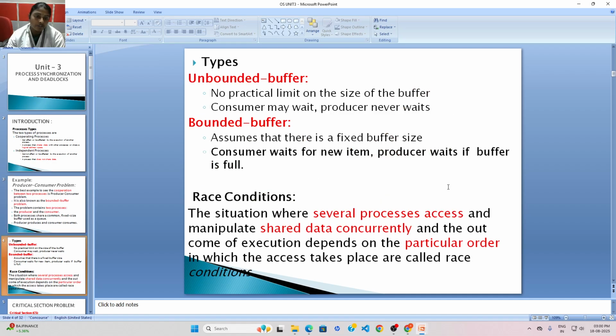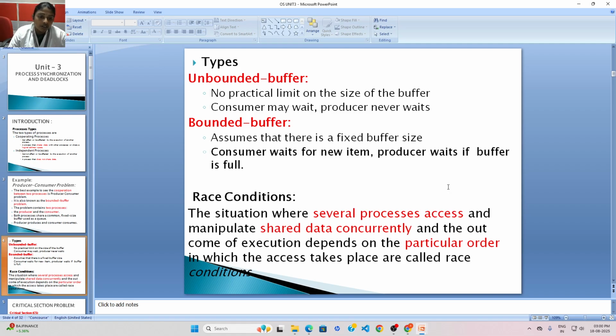Next, there are two types of buffers. A buffer is nothing but storage. Unbounded buffer and bounded buffer. In an unbounded buffer, there is no practical limit on the size of the buffer. Next, a bounded buffer has a fixed buffer size. It will be considered a fixed buffer size.